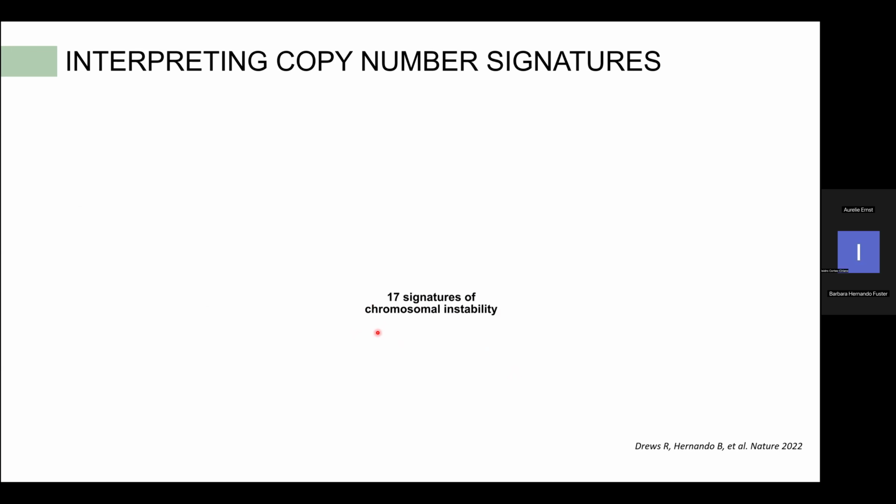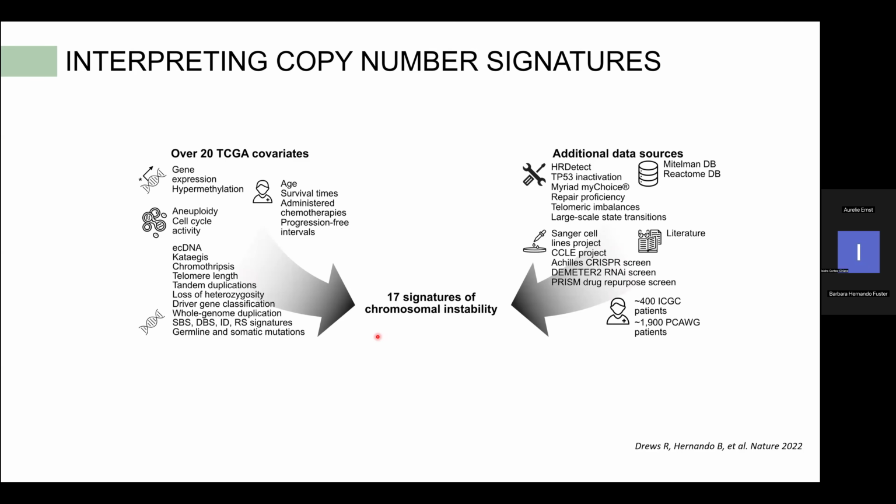And the next step was to know what is the biology behind those signatures. So we wanted to know which are the pathways that are defective and are causing these genomic alterations, these patterns of copy number alterations. And for that, what we did was to integrate orthogonal data from different data sources. So we integrated genomic features, several clinical alterations, response to different treatments, and so on. So we integrated a lot of data to be able to link those signatures to deficiency or to specific mutational process.